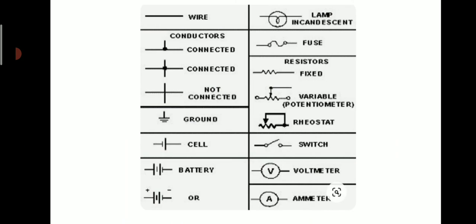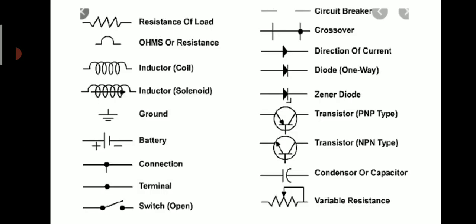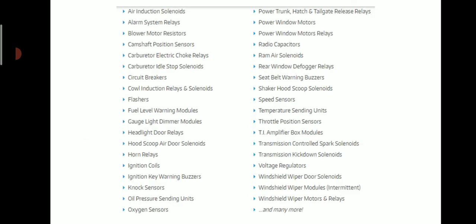You can see electrical symbols: cell, battery, connectors, wires, fuse, lamp, switch, voltmeter. These are the symbols for some of the electrical components. Other symbols you can have are resistance, inductor, terminal, switch, Zener diode. So, these are important symbols for transistor. So, these are the symbols. Another important list of electrical and electronic components is mentioned here, you can read it.